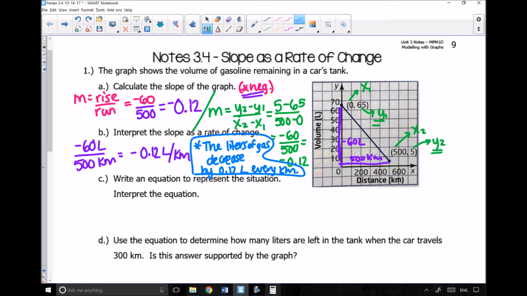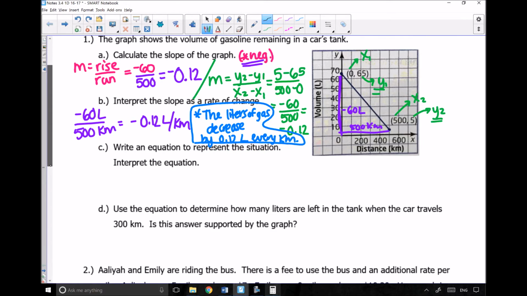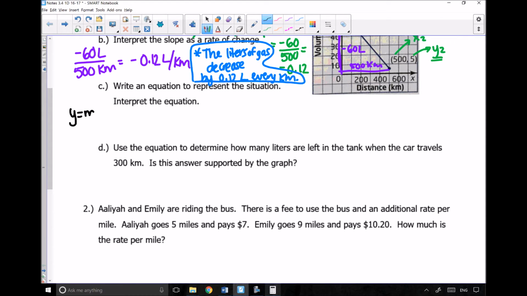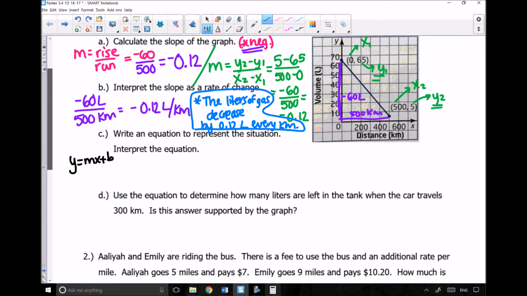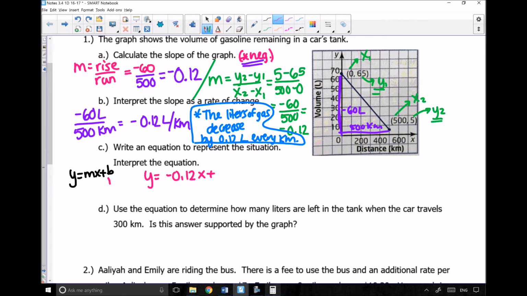Now part C says write an equation to represent the situation. Well, remember the general equation is y equals mx plus b, where m, we figured out, is our slope. We know our slope is negative 0.12, so I can say y equals negative 0.12x plus b. Remember our b is our initial value. Well, our initial value, where did it start off at? When x is 0, it started off at 65, so it's plus 65.